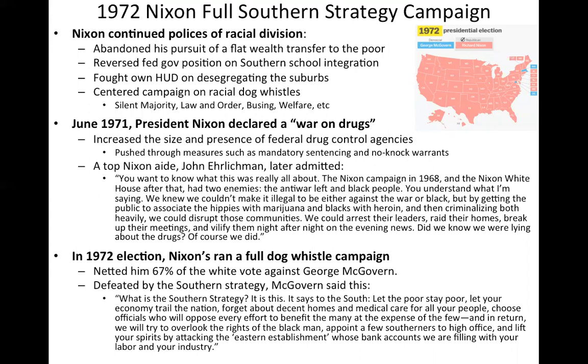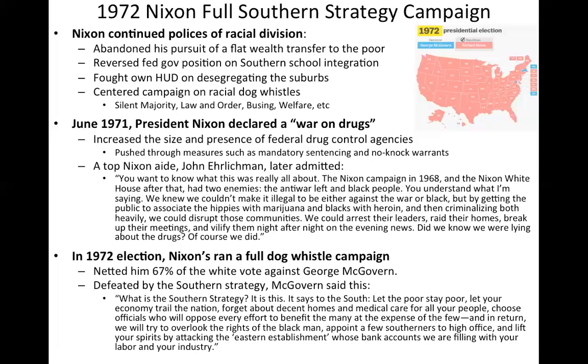the beginning of the class, but he says, you want to know what this is really about. The Nixon campaign in 1968, and this is Nixon's top aide saying this, the Nixon campaign in 1968 and the Nixon White House after that had two enemies, the anti-war left and Black people. You understand what I'm saying? We knew we couldn't make it illegal to be either against the war or Black, but by getting the public to associate the hippies with marijuana and the Blacks with heroin, then criminalizing both heavily, we could disrupt these communities.